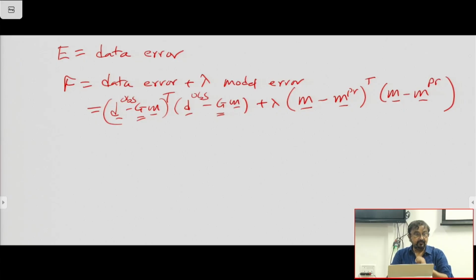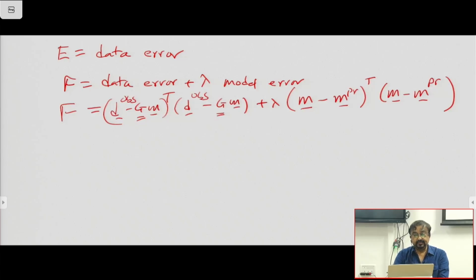That is the prior model, something that you believe your model should be. So what is this measuring? This is measuring the difference between your model and your a priori model, okay? And this is the f. So now we want to minimize this f.